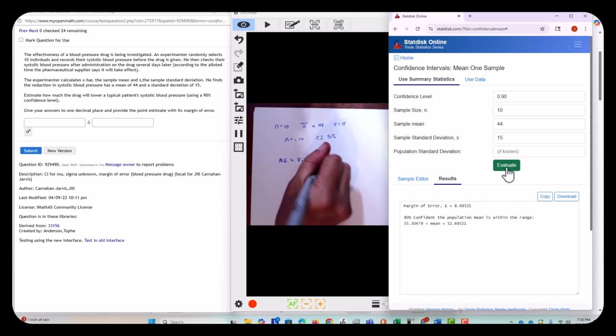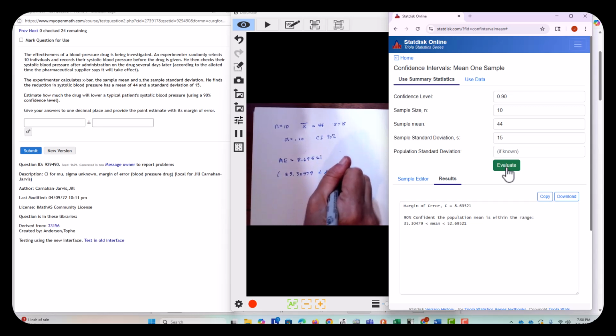8.69521. Notice that it also gives you the interval down here. 35.30479 is less than mu, that's what we're estimating here, the population mean, is less than 52.69521. Okay. Or we could write it just as an interval notation. Either one, whatever it asks you to do in the problem.